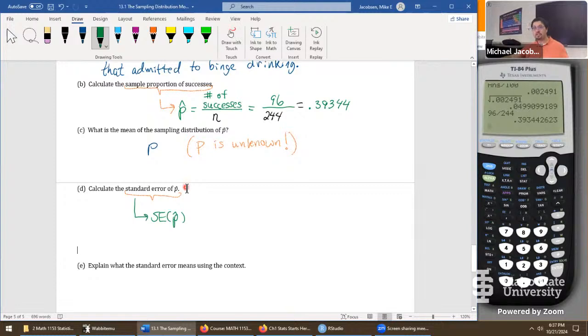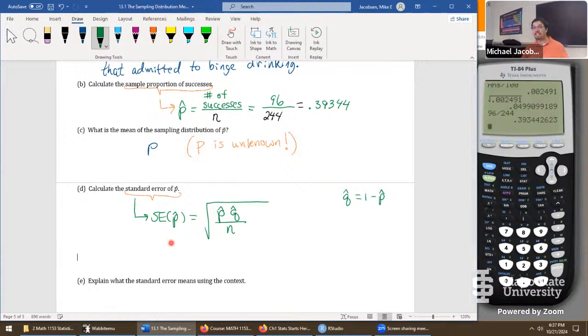So the bracket in orange, that's just a way to say standard error P hat. The formula goes this way: square root of P hat times Q hat divided by sample size n. And every time you see a Q, it always goes this way. Q hat is 1 minus P hat. So this is our next computation. Just calculate that standard error.